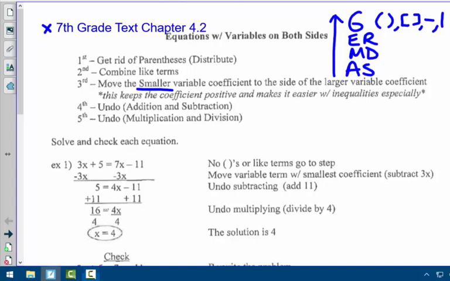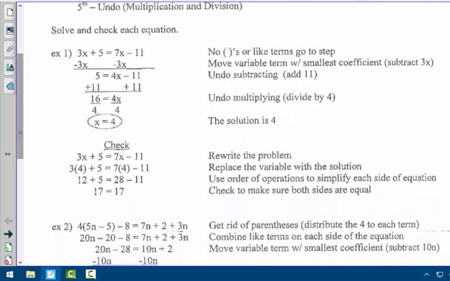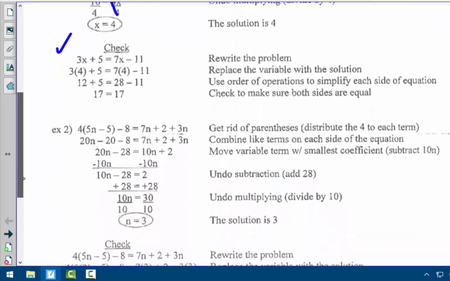So example number 1 done here for you. The smaller variable is the 3x. You should cancel on both sides. Subtracting the 3x, then adding the 11 and dividing by 4, you get x equals 4. Beautiful check shown here. You should always do that to make sure that your answer is correct.